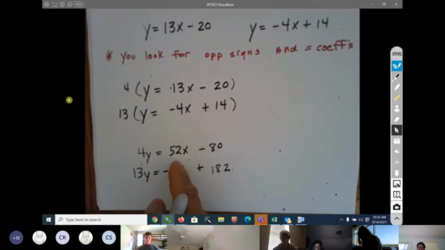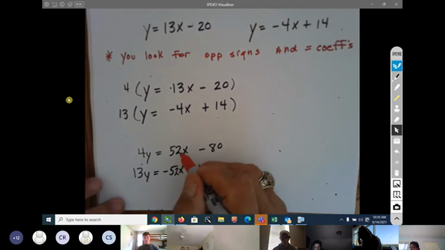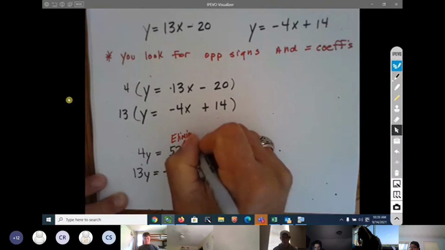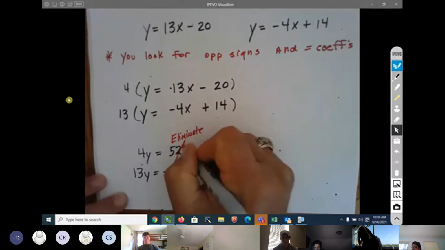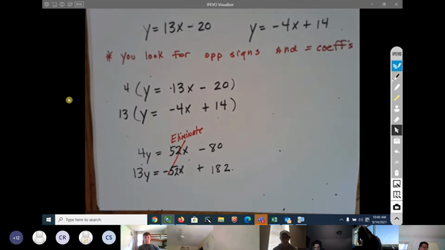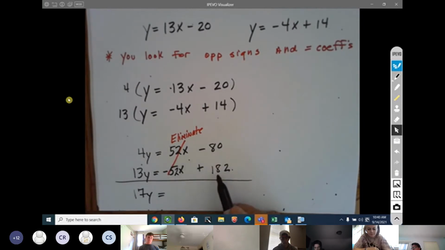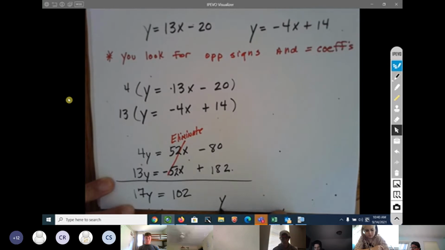And you see that these two cancel. And that's called eliminate. These two eliminate. And that's going to leave you with 17y is equal to negative 180 plus 182 is 102, and y is equal to 6.